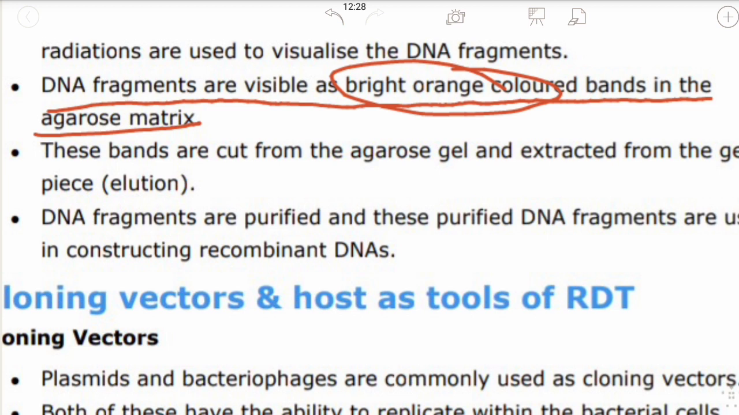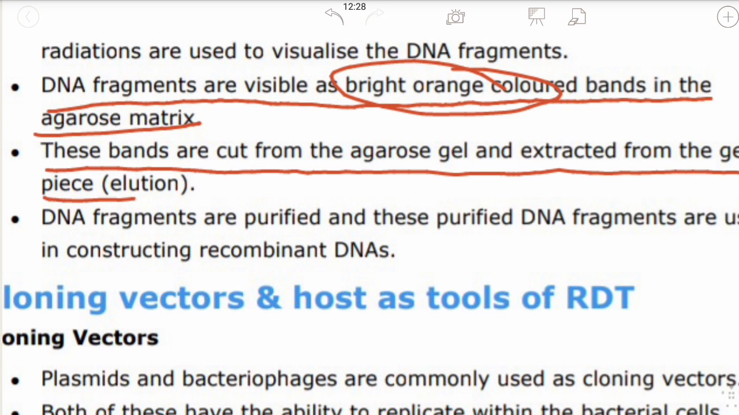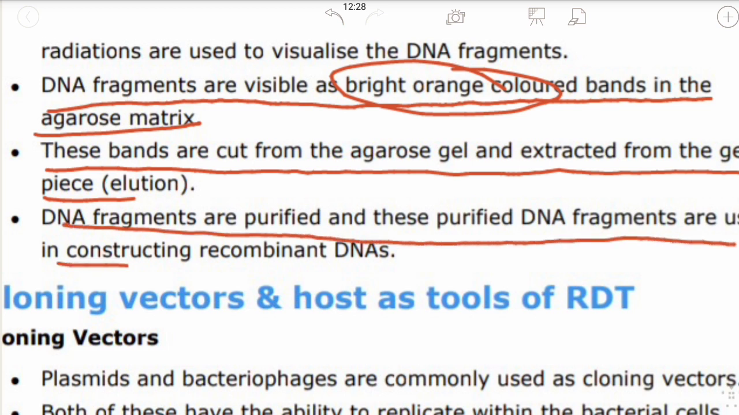These bands are cut from the agarose gel and extracted from the gel piece by elution. So DNA fragments are purified, and then the purified DNA fragments are used in constructing the recombinant DNAs. The recombinant DNA must be purified, as there might be some impurities, and these purified DNA fragments help in the construction of the recombinant DNA.